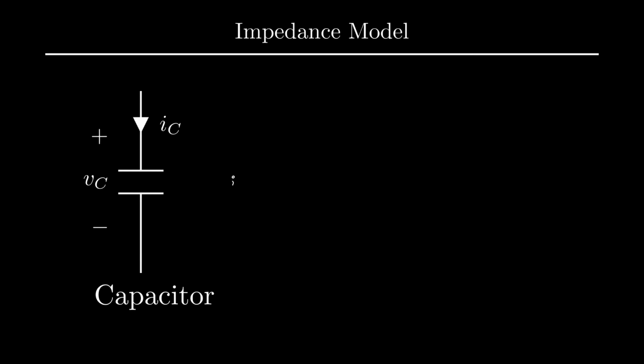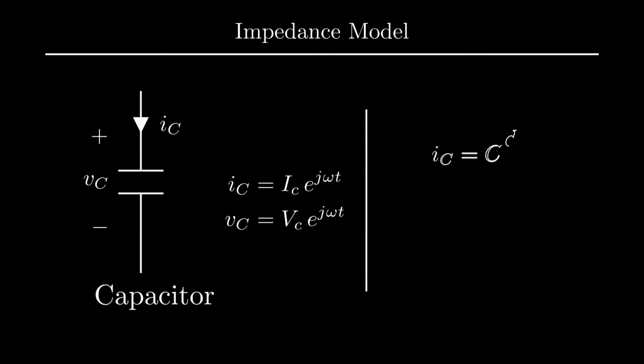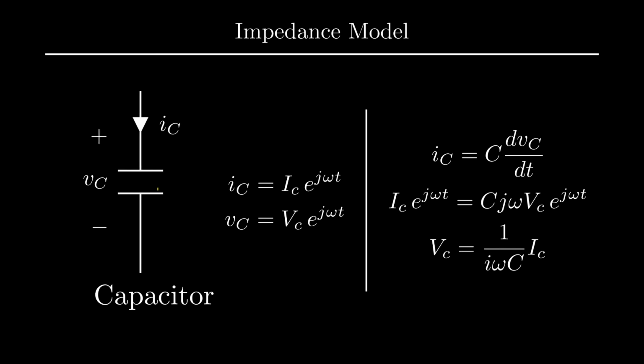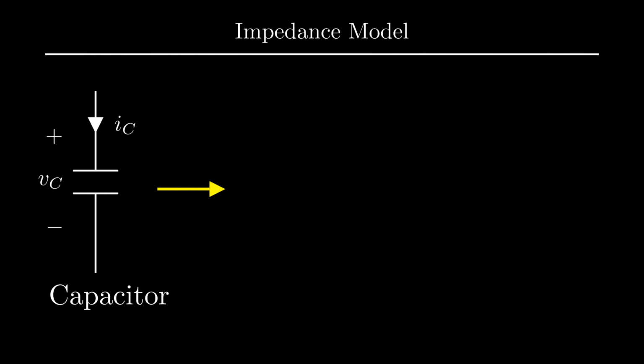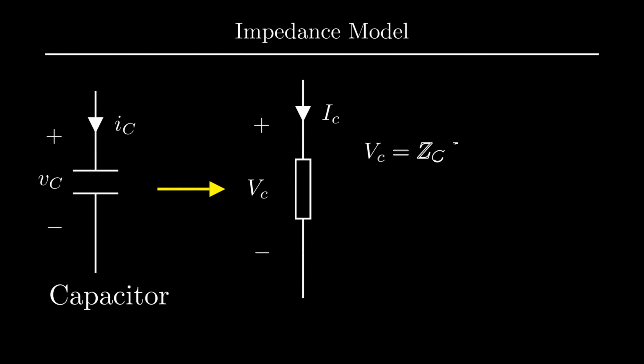Let's begin with the capacitor. The voltage across and the current through it are represented by complex numbers with magnitudes Vc and Ic. The current through a capacitor is given by the rate of change of the voltage across it. Plugging in the complex numbers and getting rid of the exponentials, we arrive at an Ohm's law-ish relationship between current and voltage, but the resistance is replaced by some factor, let's name it impedance, whose value is given by 1 by j omega c.